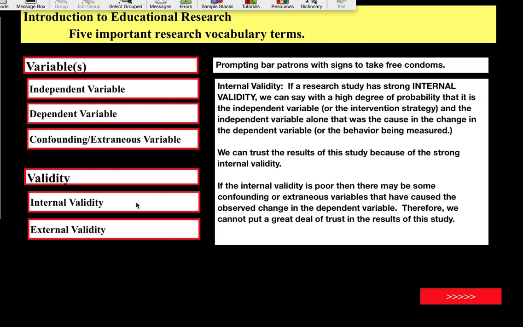So internal validity is talking about the effect of the independent variable. And if a research study has very, very good internal validity, we can say with a high degree of probability it was the independent variable. It was the intervention that caused the change.